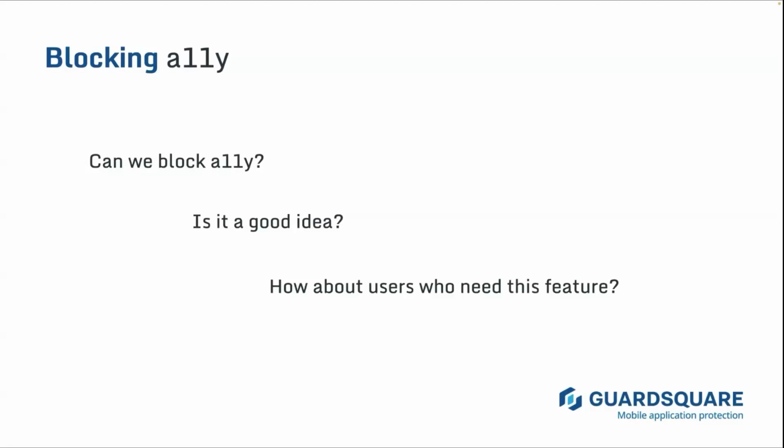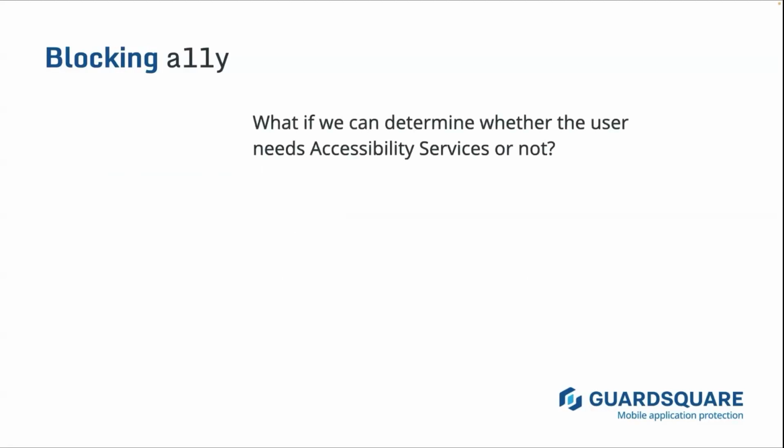So, can we use blocking countermeasures or not? Well, if we find a way to determine whether a particular user needs this assistance or not, then we could potentially, if we find that a particular user does not need accessibility services, deploy more aggressive protections, right?